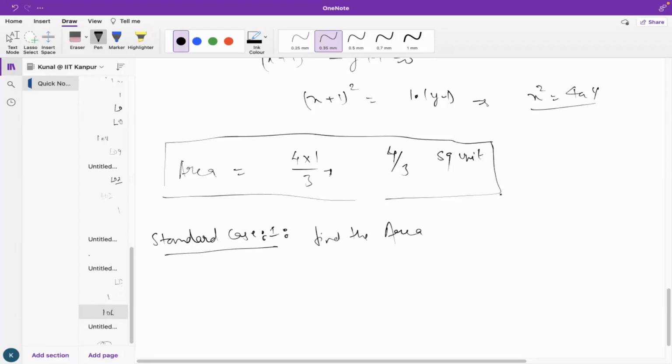Find the area bounded between y square is equal to 4ax and y is equal to mx. Okay, so you all know that y is equal to mx is nothing but a straight line, right? This is actually a straight line, and you all know that this is a parabola. So you have to find the area between this and this. Okay, so what you have to do?